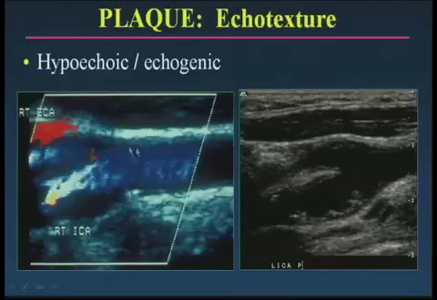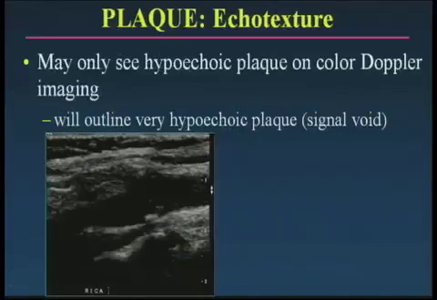Another couple of examples: on the left, again, hypoechoic plaque, and on the right you have some very irregular, more echogenic plaque. It is important to recognize that you actually may only be able to see that hypoechoic plaque on color Doppler imaging. In other words, it may be so hypoechoic that you can't see it on the grayscale imaging, and it will appear as a signal void on the color Doppler image.